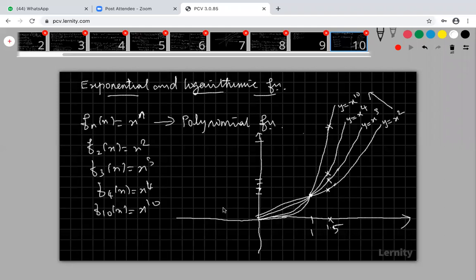Okay, right. Now come to another function. Suppose, look at that, my another function is coming like that. So this is my y is equal to b power x, or 10 power x. Okay, so look at that. What is the difference between these two? This is my y is equal to x power 10. This is my y is equal to 10 power x. Okay, what is the difference between these two, sir?